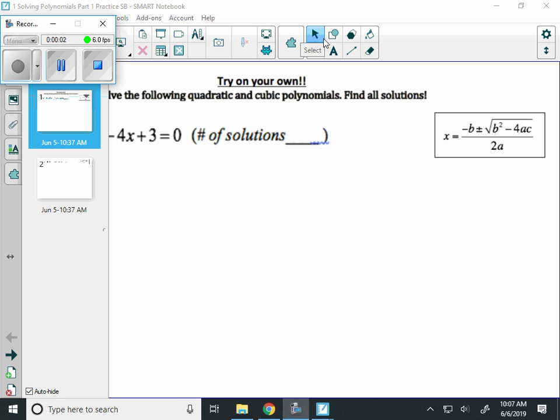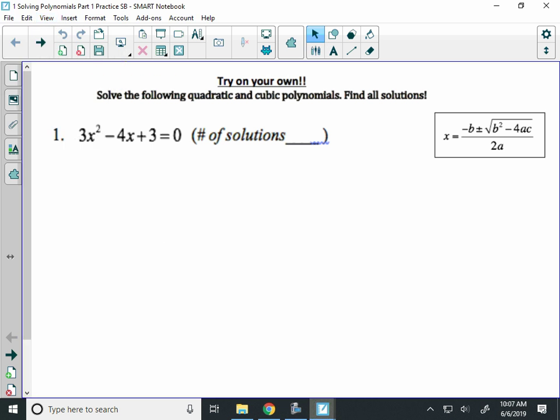All right, there are only two problems to this first practice. Here we're going to do number 1 and 3 on the bottom of your notes. Number 1, the degree is 2, exponent of 2, so that means there's going to be 2 solutions. So it's a trinomial, so I'm going to start by factoring first.